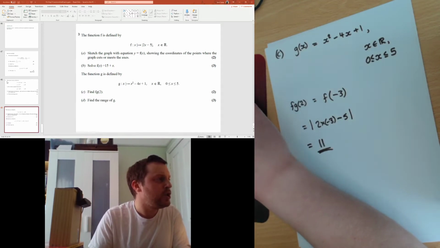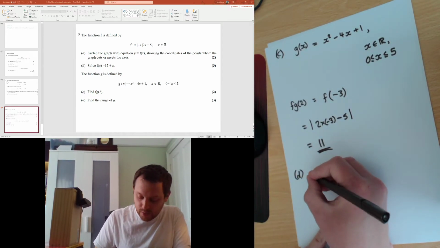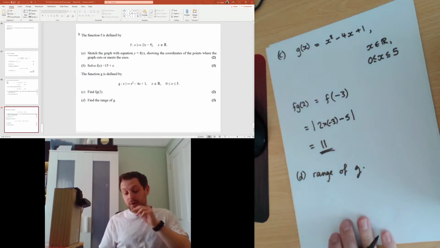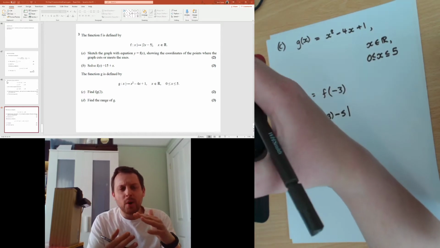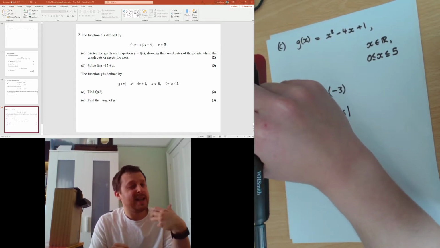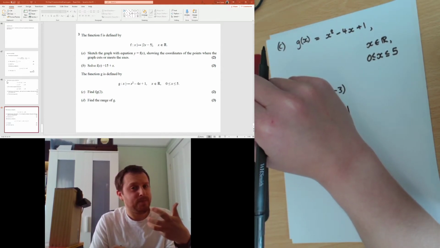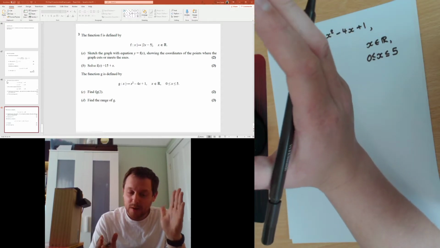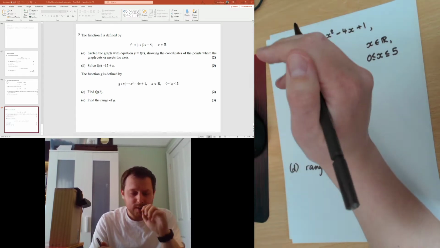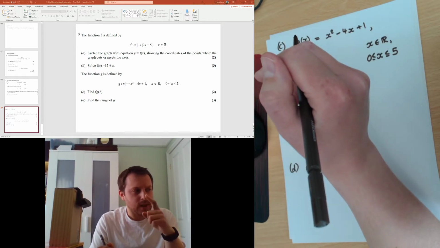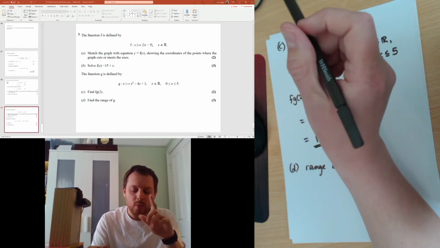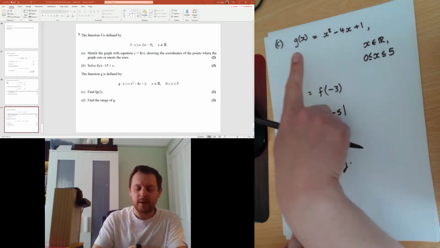Find the range of G. So we want the range of G. What that means is we want all the possible values that G can output. So what is going to be worth doing is either drawing the graph and having a look at it that way. What you want to do is you want to check.